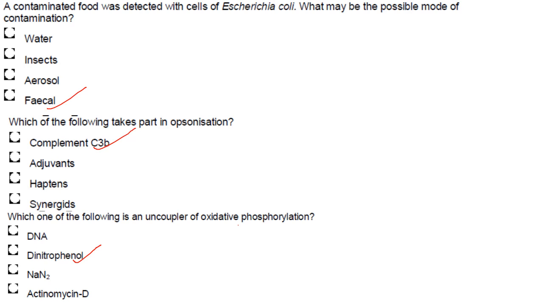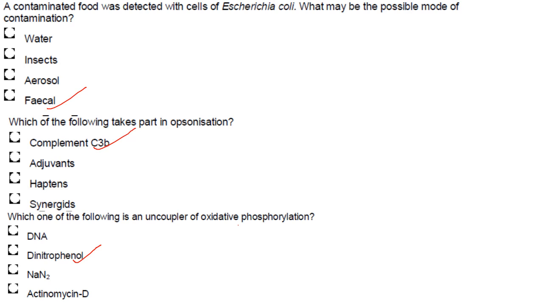And what are adjuvants? They are substances that increase or modulate the immune response to a vaccine. And what are haptens? Haptens are small molecules that elicit an immune response only when attached to a large carrier such as a protein. The carrier may be one that also does not elicit an immune response by itself. Synergids, they are found in the egg along with the egg apparatus in angiosperms.